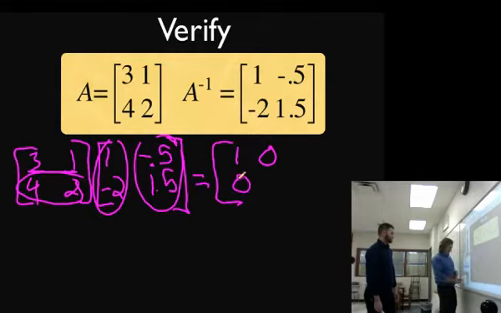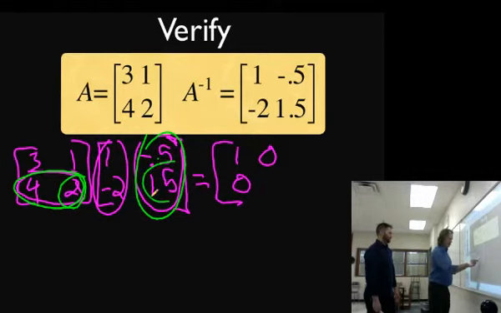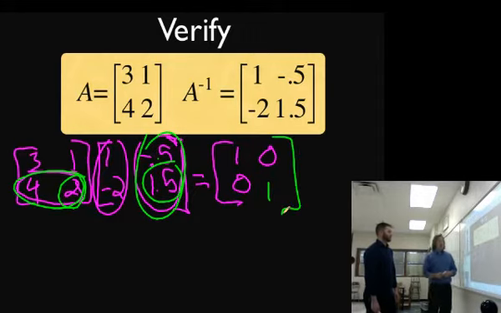Oh, this is getting really ugly. Am I here and here? Yep. All right, so 4 times negative 0.5 is negative 2. Is that right? Yep. Plus 2 times 1.5 is 3. Negative 2 plus 3 is 1. Well, hot dog, look at that. All right, there's the identity. Good, we win. And let's try it the other way.